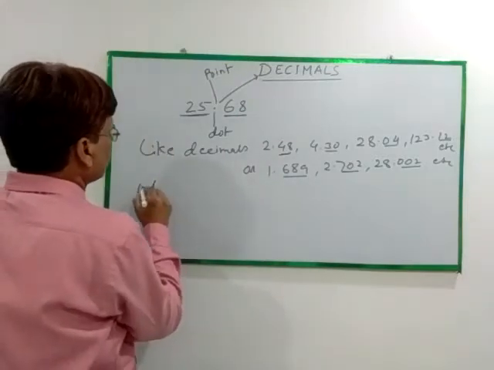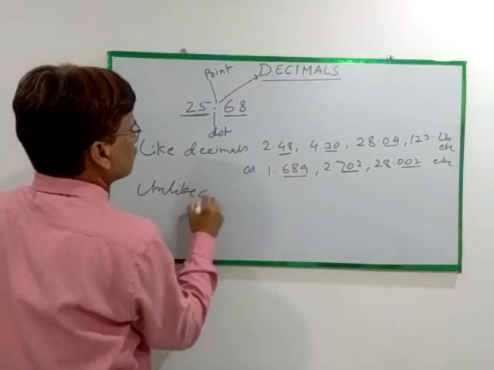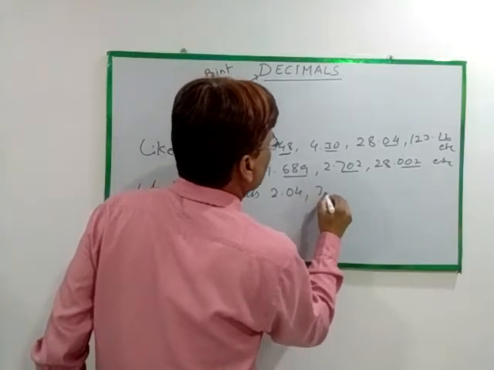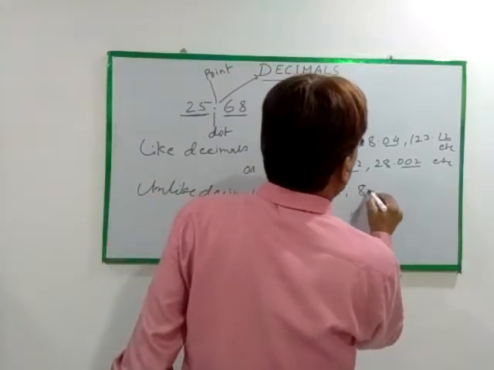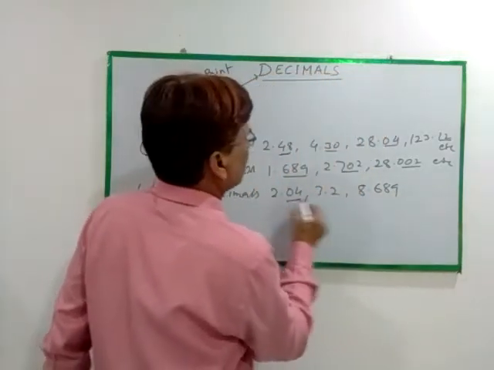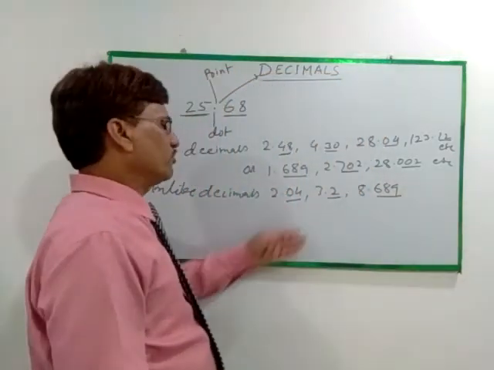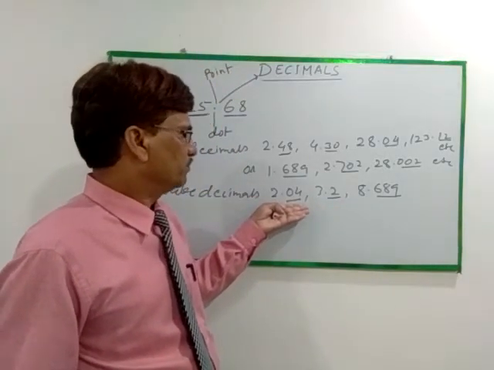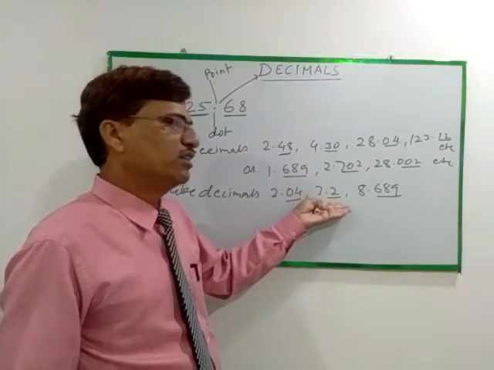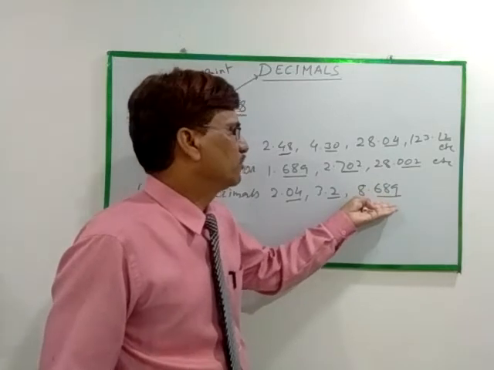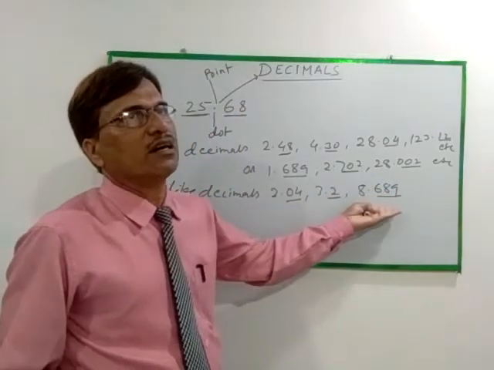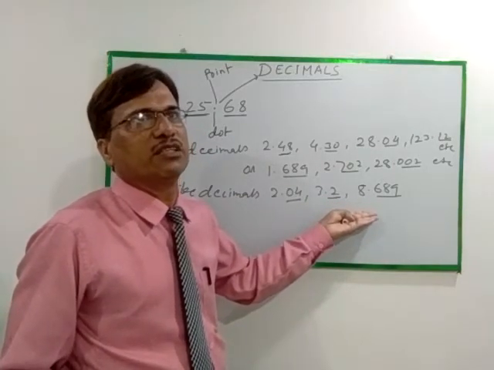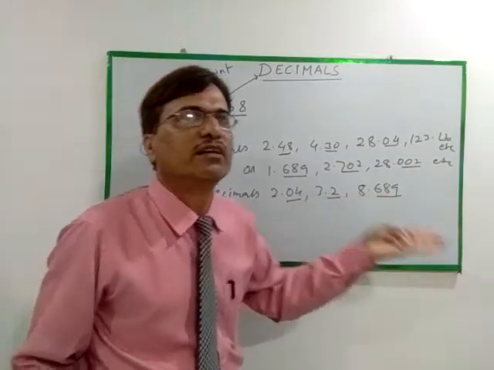Unlike decimals: 2.04, 3.2, 8.689. You can see easily, after the decimal there are two digits, then after the decimal only one digit, then after the decimal three digits. So these are unlike decimals. If we add or subtract decimals, first we have to convert them into like decimals.